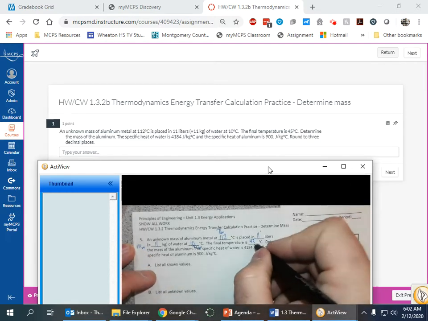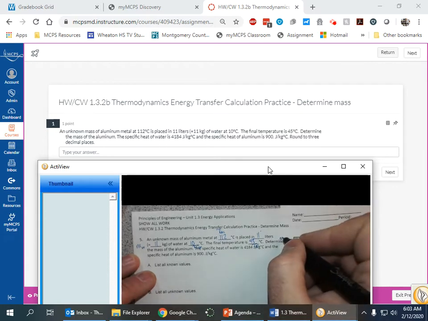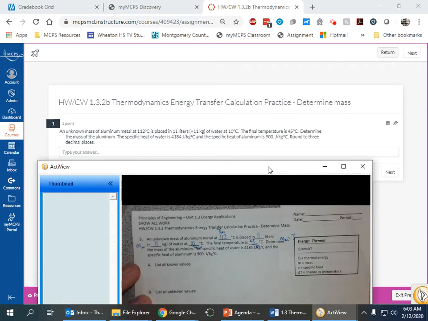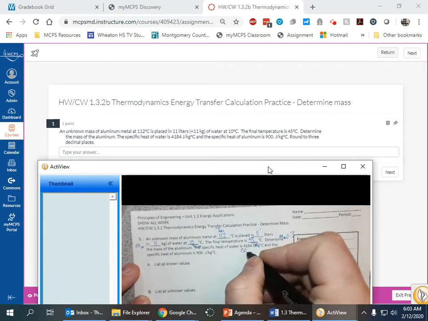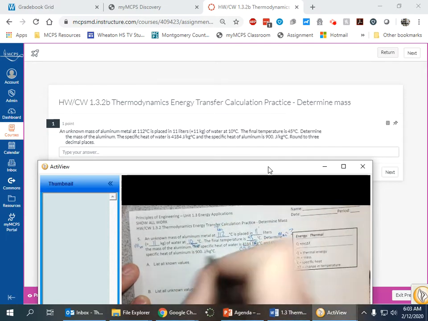So that's my temperature final. Determine the mass of the aluminum. So that's my mass of the aluminum, which is my unknown. Specific heat capacity, CP of water, is this one. And the CP of aluminum is this one.